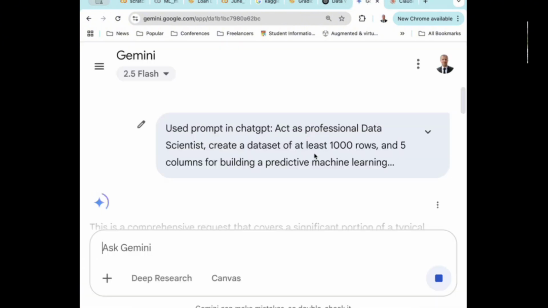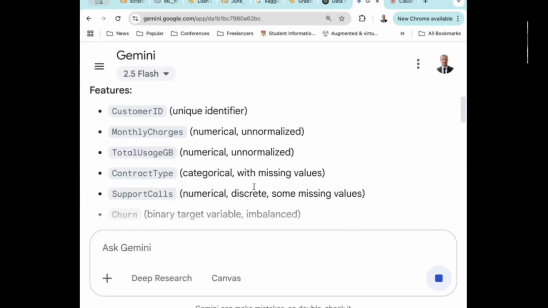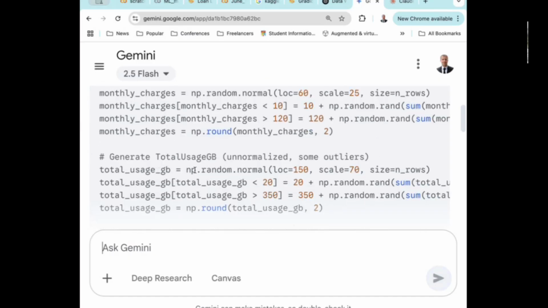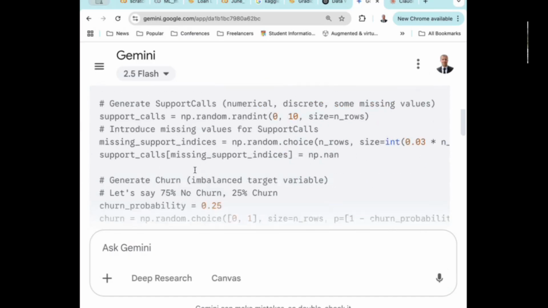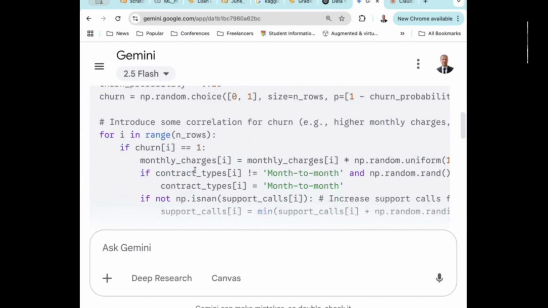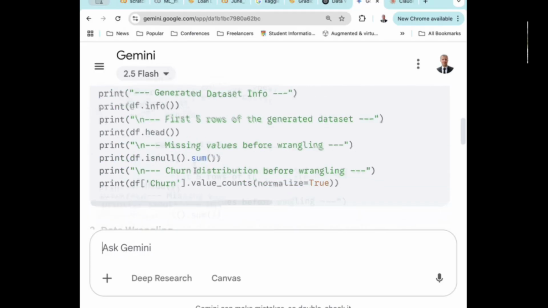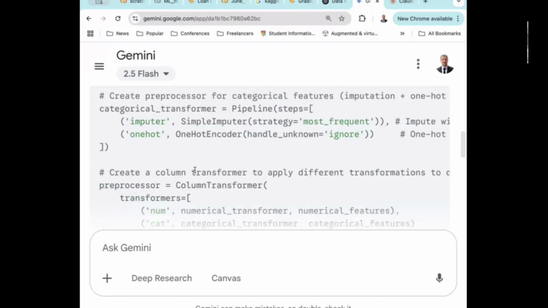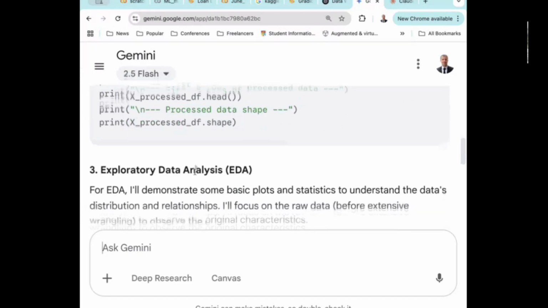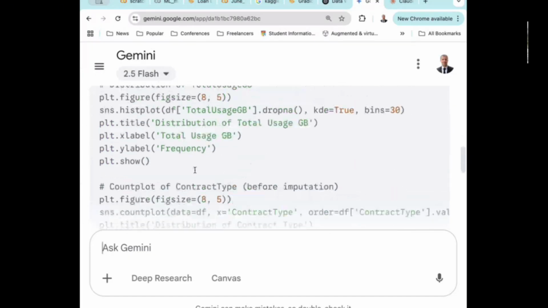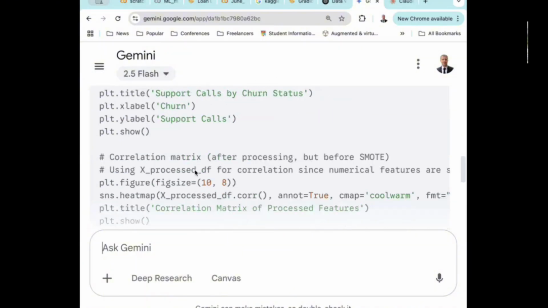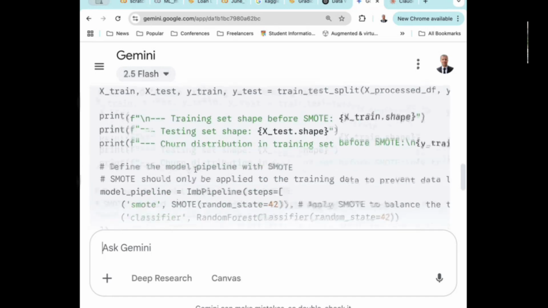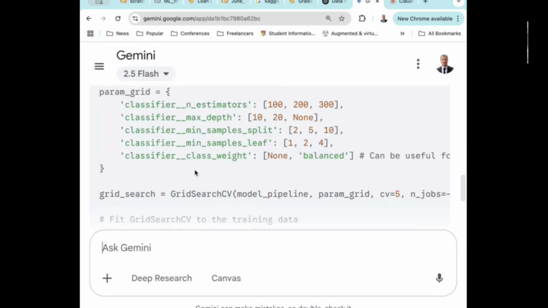You can see Gemini now using this way to generate the data, to do the unbalancing. This is the data set, data wrangling. And once you are familiar, you are going to see the code whether it's right or not. This is exploratory data analysis. Then predictive model, also using random forest. Is random forest the only algorithm? No.